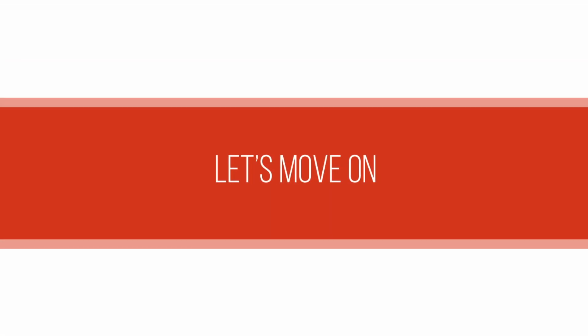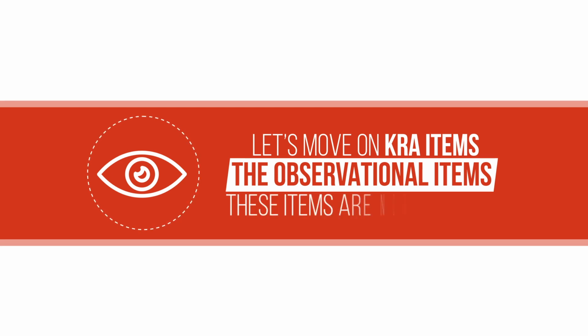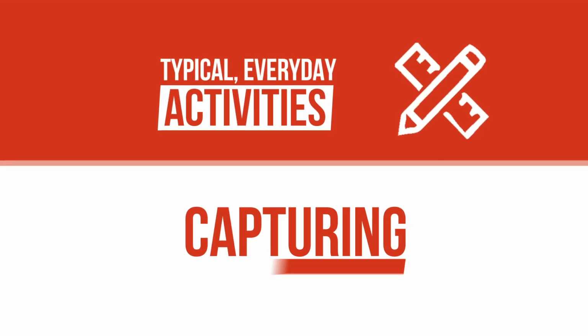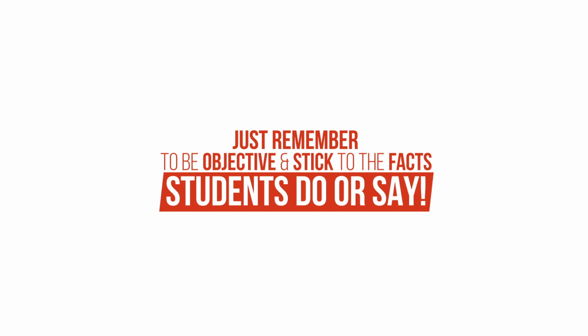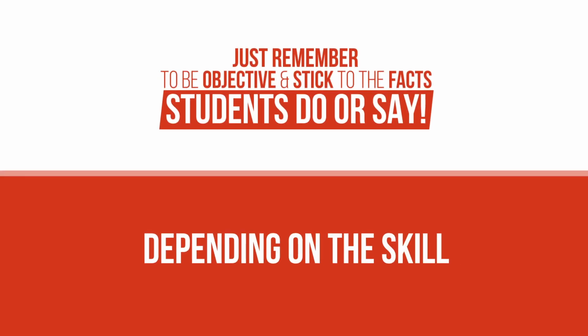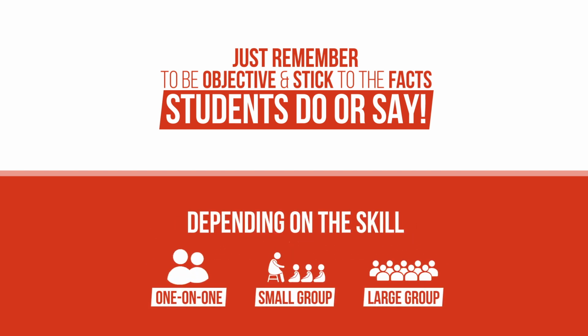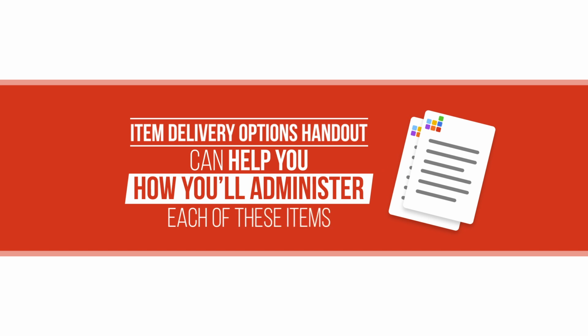Let's move on to the other type of KRA items, the observational items. These items are not scripted. They're designed to be administered during typical school day activities, capturing what children do in authentic environments. Just remember to be objective and stick to the facts of what you see students do or say. Depending on the skill, you may observe in either a one-on-one, small group, or large group setting. The item delivery options handout can help you in planning how you'll administer each of these items.